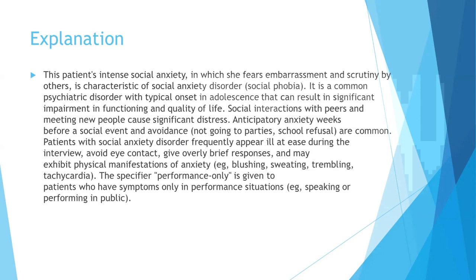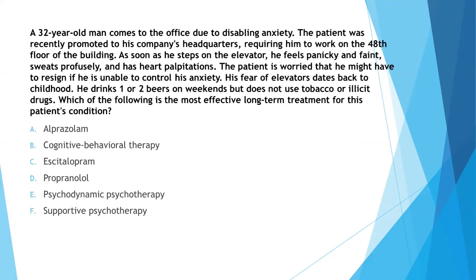Now, it is a common psychiatric disorder with typical onset in adolescence that can result in significant impairment in functioning and quality of life. Social interactions with peers and meeting new people cause significant distress. Anticipatory anxiety weeks before a social event and avoidance, like not going to parties, school refusal, are common. The patients with social anxiety disorder frequently appear ill at ease during the interview, avoid eye contact, and give overly brief responses, like I am only a shy person, and may exhibit physical manifestations of anxiety like blushing, sweating, trembling, or tachycardia. The specific performance-only subtype is given to patients who have symptoms only in performance situations, like speaking or performing in public. And let's do one more question here.